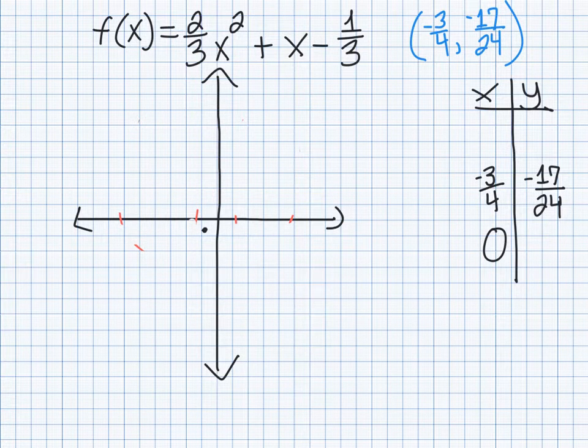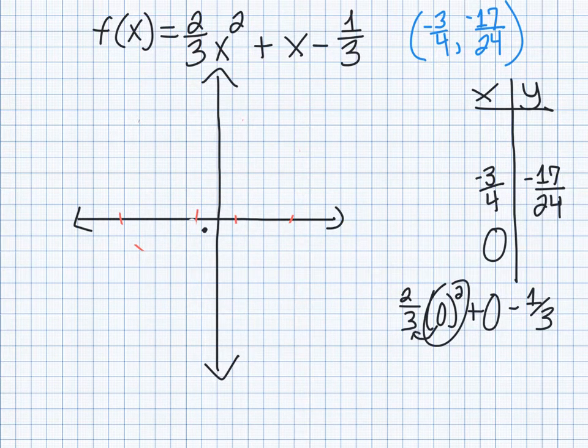So now I just plug in 0 into my function. 2/3 times 0 to the second power plus x minus 1/3. Oh, and I can get rid of that x now and just plug in 0. Well, let's see. 0 to the second power, 0. 0 times 2/3, 0. 0 plus 0, 0. 0 minus 1/3 gives me negative 1/3. So I'd get negative 1/3 right here.